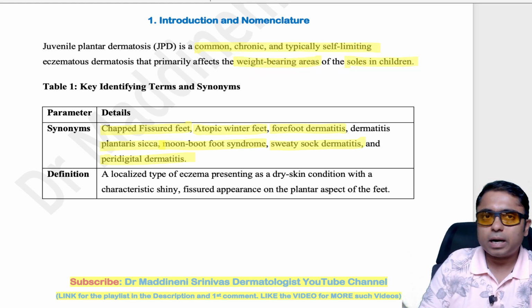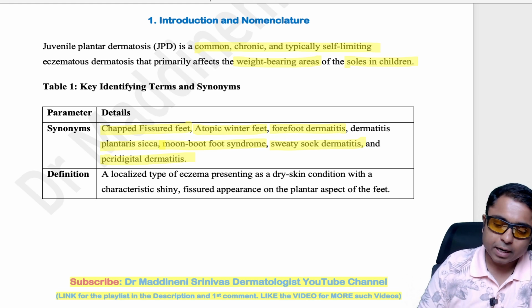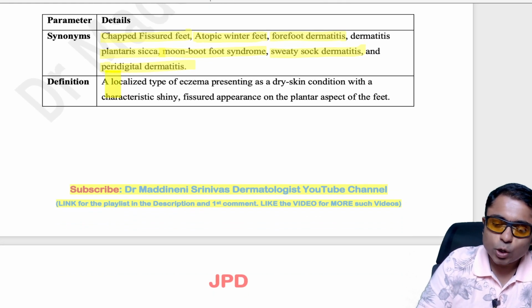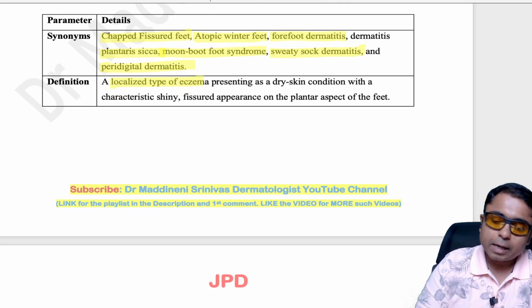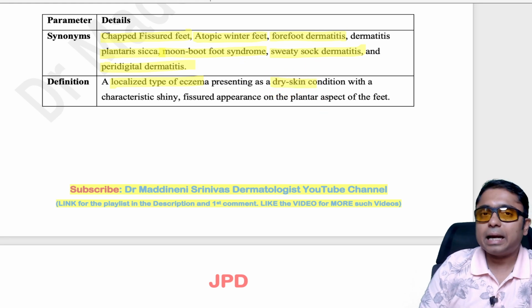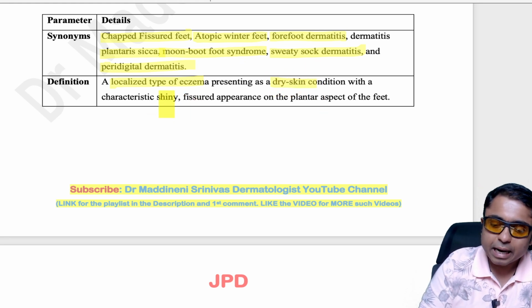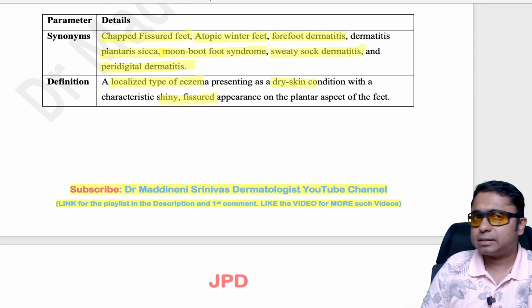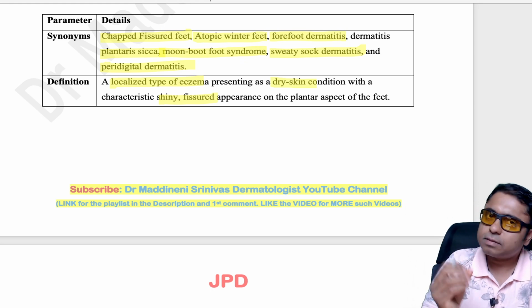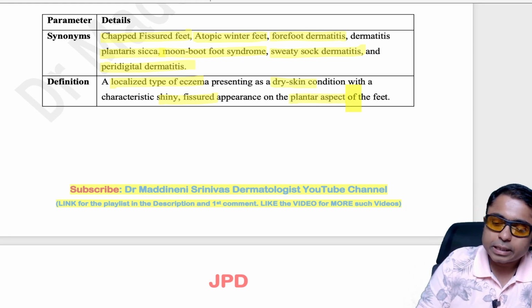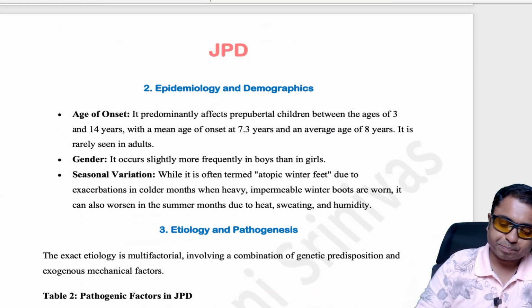So this is broadly about juvenile plantar dermatosis, and by definition it's a localized type of eczema presenting especially as a dry skin condition with a characteristic shiny fissured appearance. This shiny or glazed appearance is very characteristic of this condition on the plantar aspect of the feet.